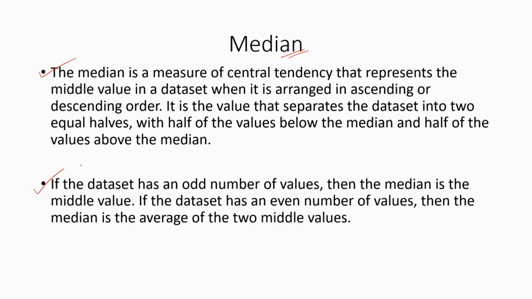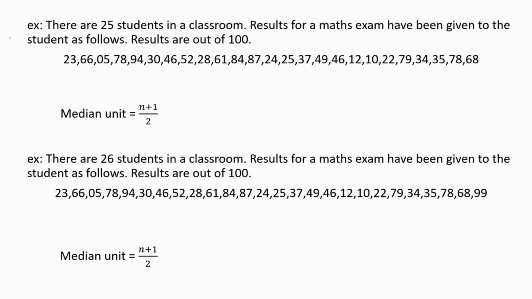If the dataset has an odd number of values, then the median is the middle value. If the dataset has an even number of values, then the median is the average of the two middle values. Here is the previous example again. First of all, we have to rearrange this ungrouped data into an ascending order or a descending order, which means lowest number to the highest number or highest number to the lowest number, whichever you want to do, ascending or descending.